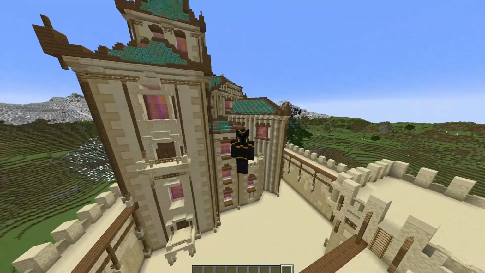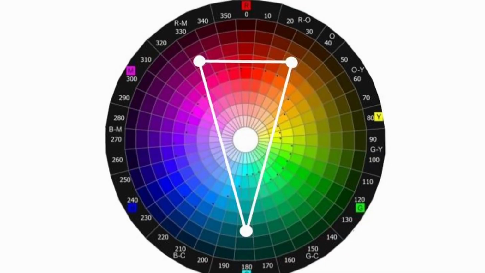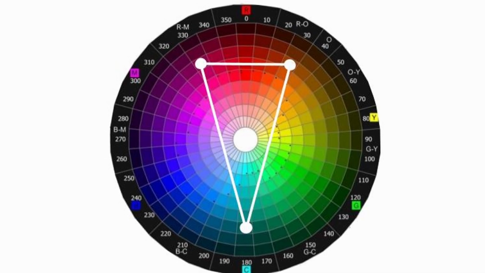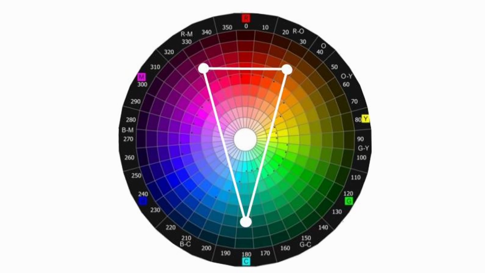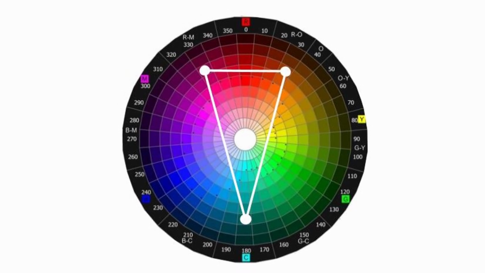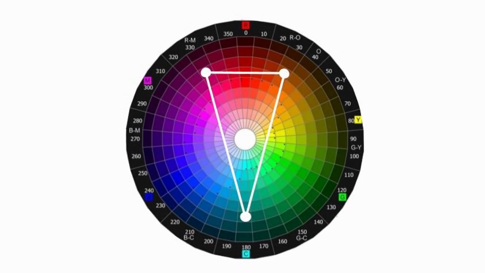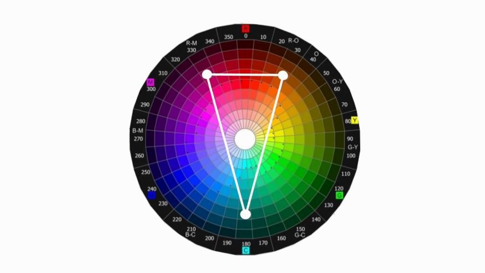Sometimes the complementary scheme can look too contrasting. A solution to this is the split complement. This is similar to the complement, but there are two colors that are close to being complementary, as shown here. This can be useful if you're using multiple colors and functions similarly to the complementary scheme, but it can avoid the issue of having a contrast that stands out too much.